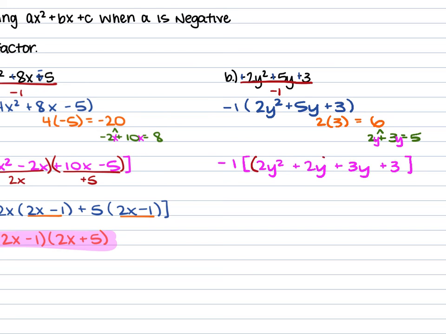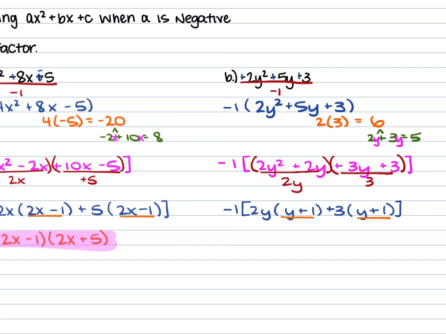We're going to put parentheses around the first two terms, put parentheses around the last two terms because we have 4 terms. We're going to factor out a 2y from the first set of parentheses. We're going to factor out a 3 from the second set of parentheses. This is going to leave us with negative 1 times 2y times y plus 1 plus 3 times y plus 1. Our two sets of parentheses are the same, so we're going to have negative 1 times y plus 1 times 2y plus 3.